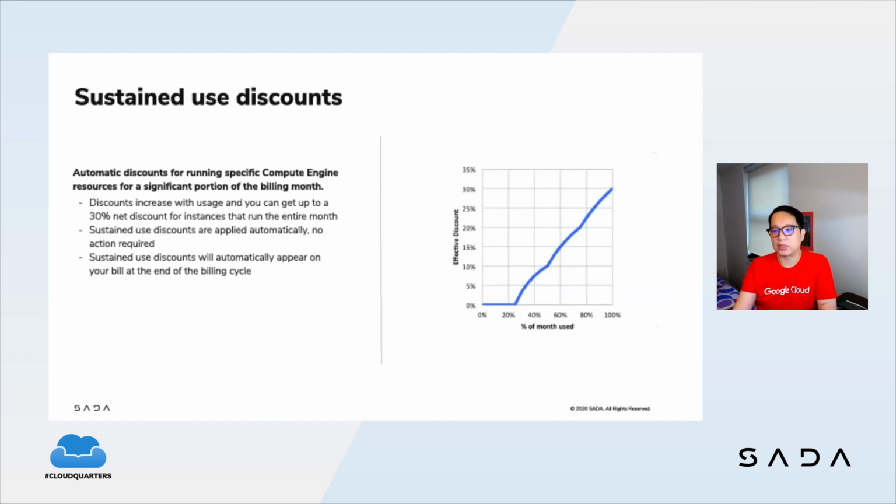Sustained usage discounts: when you use more than 25% of the month, we give you more discount. So up to when you use 40% of the month, we give you around 7 to 8% discount. When you use the whole month, we will give you up to 30% discount.